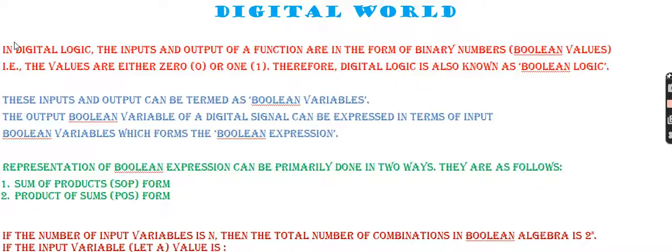The next point we have to consider is that these inputs and outputs can be termed as Boolean variables. The logic is called Boolean logic, and these variables 0 and 1 are called Boolean variables. We have to notice that importantly.